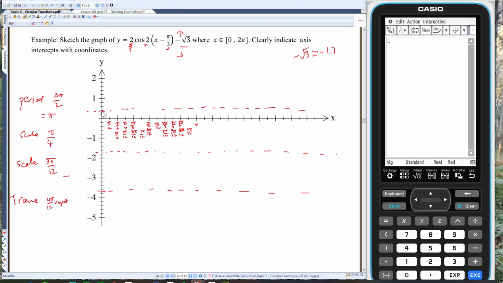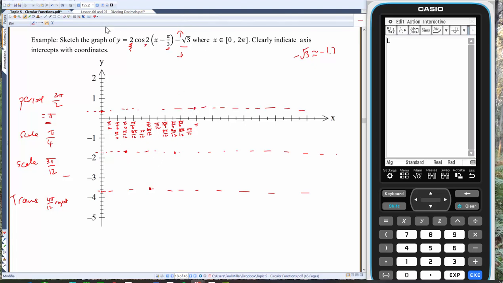Cosine is going to start up here, somewhere up there. And then the scale says it's 3 pi on 12, so 3 pi on 12 is there. It's going to hit the mean line. Then at 6 pi on 12 it's going to bottom out. At 9 pi on 12, it's going to be back to the mean line. And then it's going to be 12 pi on 12, which is at pi. So that's good, that matches the period. One cycle matches the period.